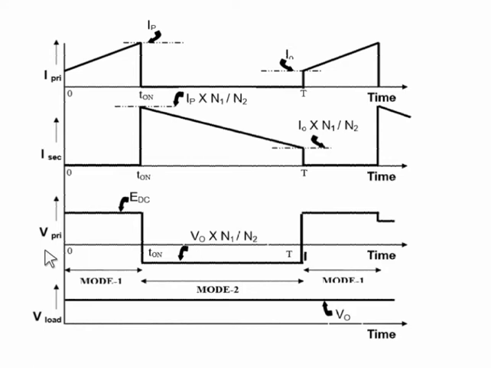So the voltage across the primary winding is, when the switch is on, the full input voltage EDC appears across the winding. When the switch is turned off, a negative voltage will appear across the primary winding.